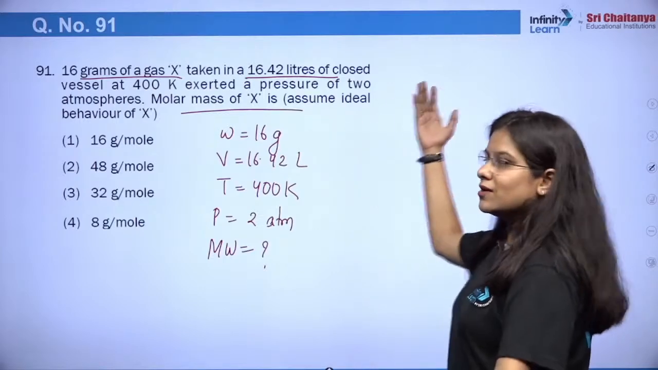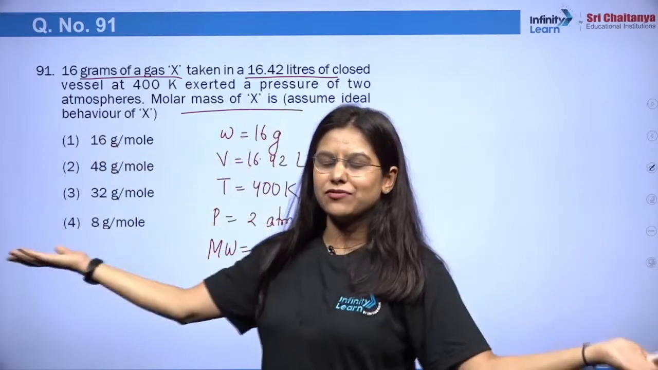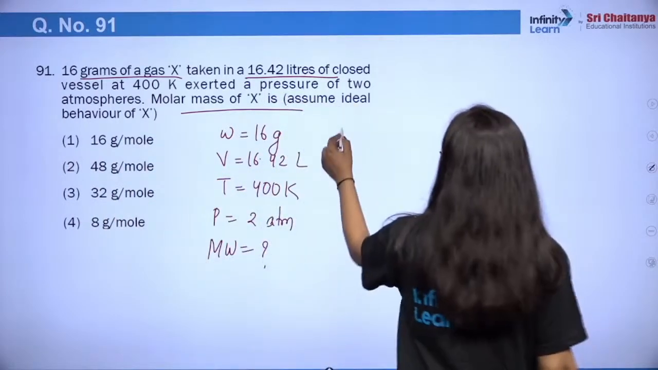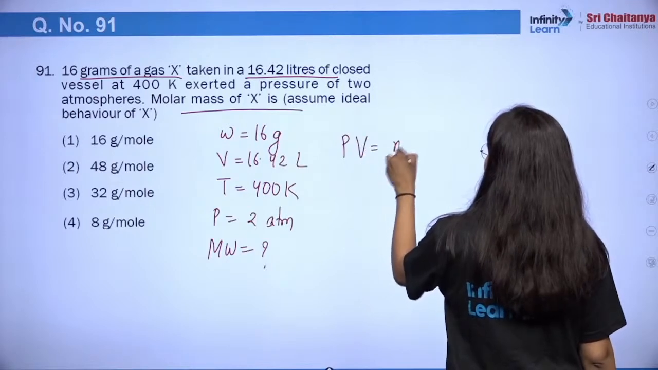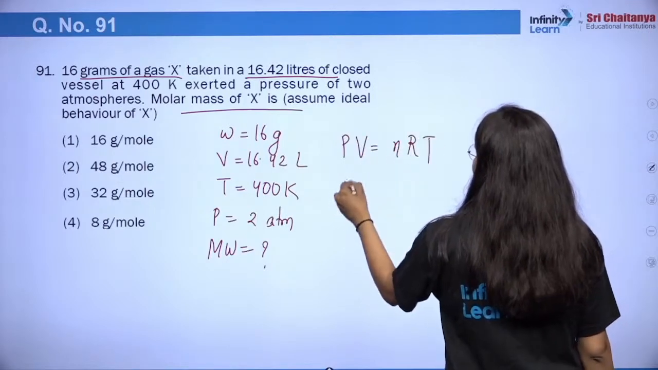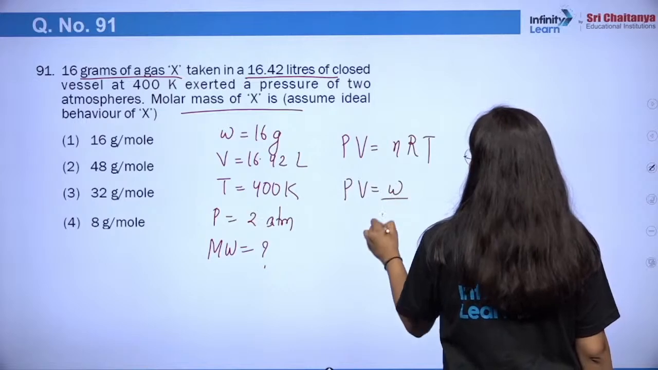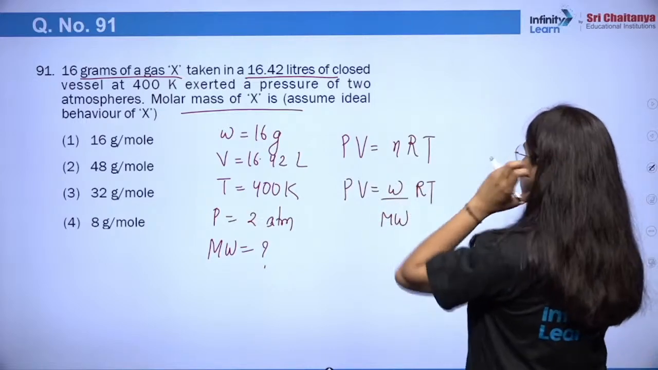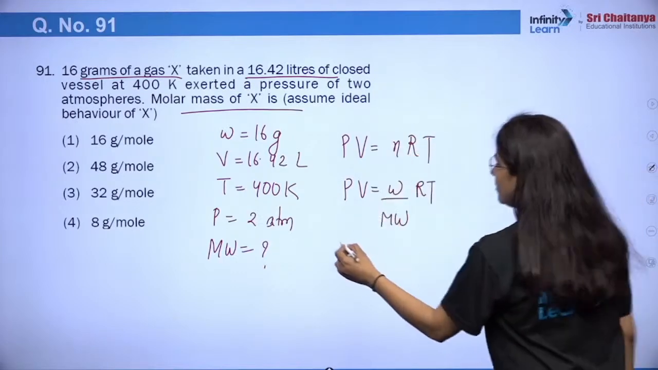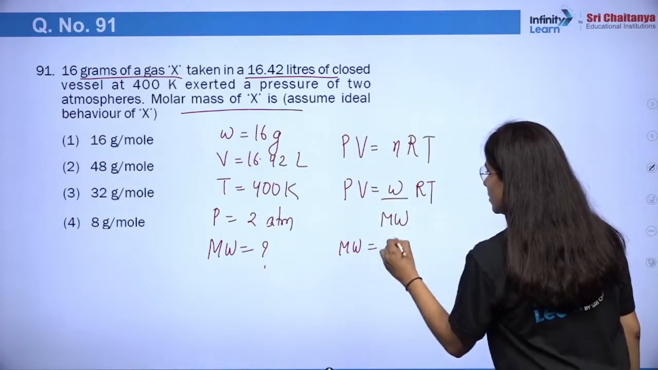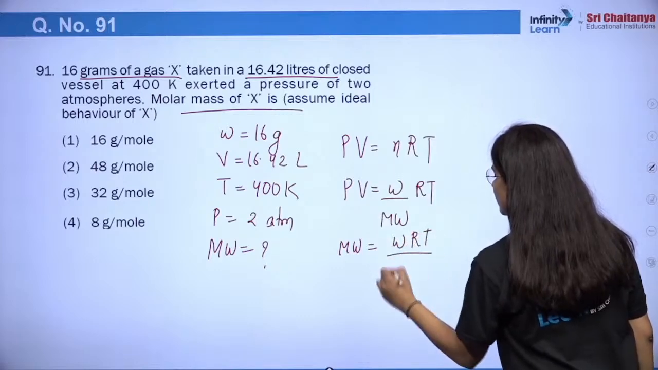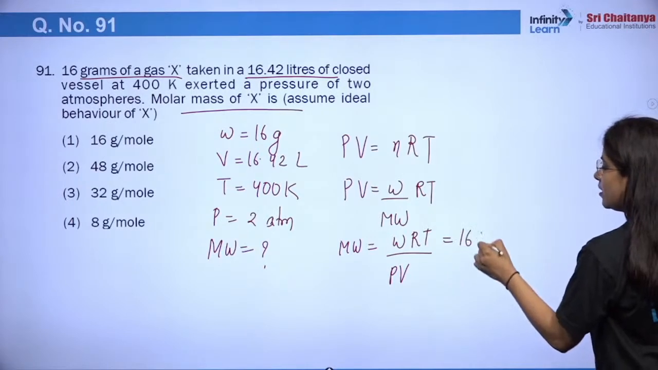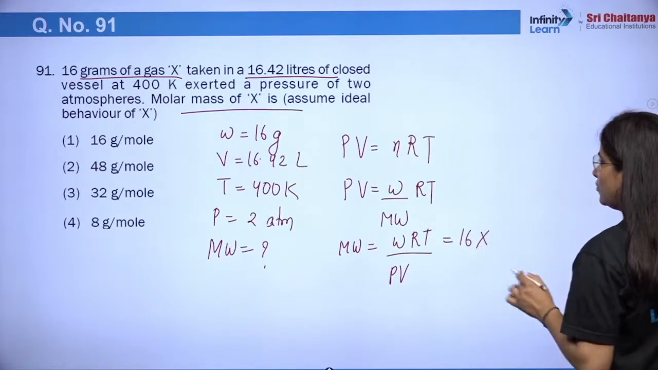So which formula can we use? Gas is given. So very simple formula, ideal gas equation, which you should remember even while sleeping. PV is equal to nRT. Or I can write PV is equal to W by MW into RT. What I need to calculate? MW. So my formula will be MW equals WRT by PV. I'll substitute the values. 16 gram. All values are in proper unit.